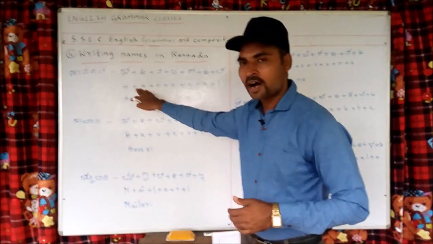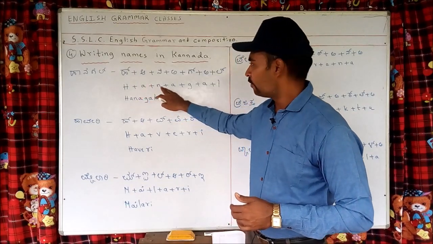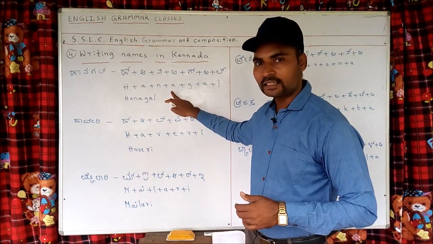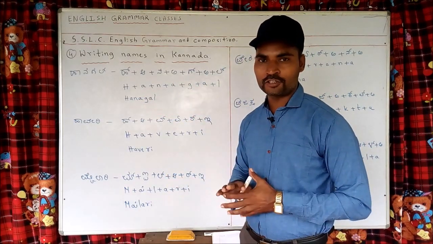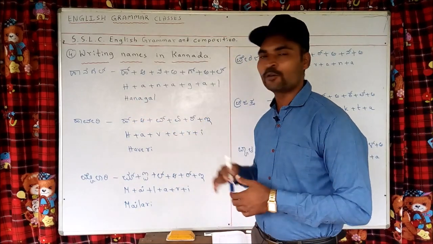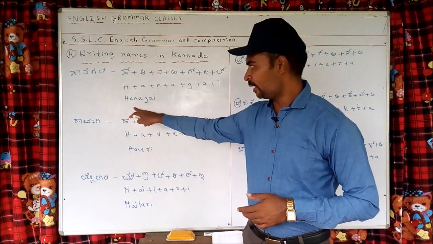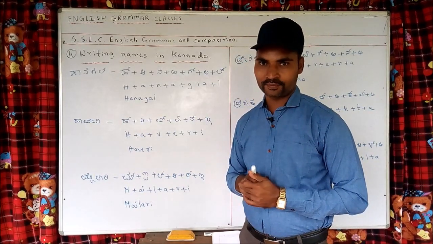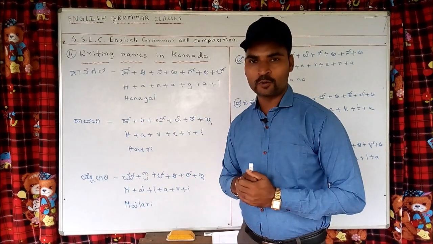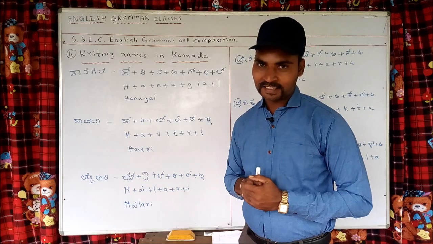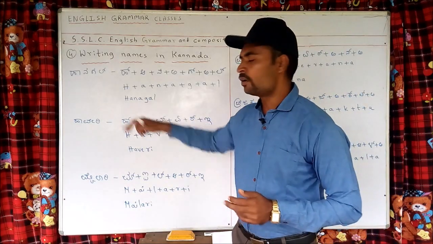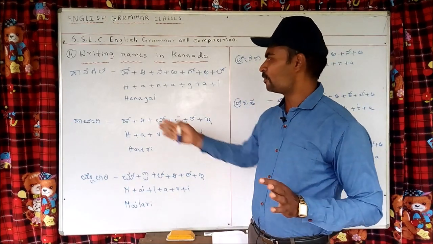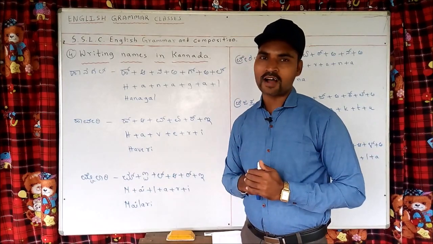Hanagal. For ha we use a, and for na also we use a. A plus a. For both pronunciations we use a only. Then we form the word Hanagal. Here you can find the vowel sound a as well as a. A represents both the vowel sounds in Kannada. Sometimes for a long sound we use a double a, but in most situations we use only one a.